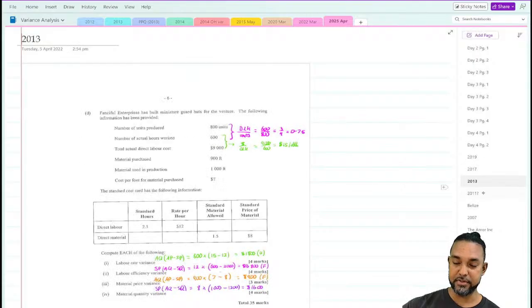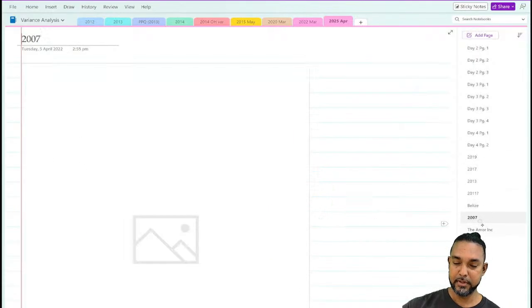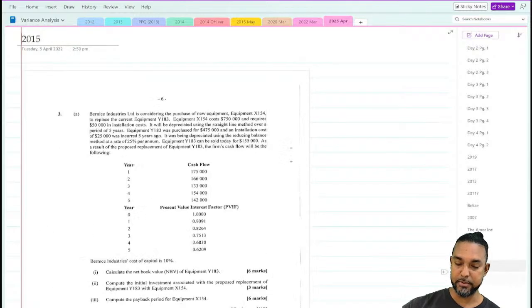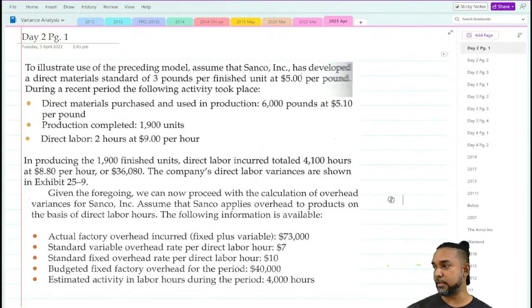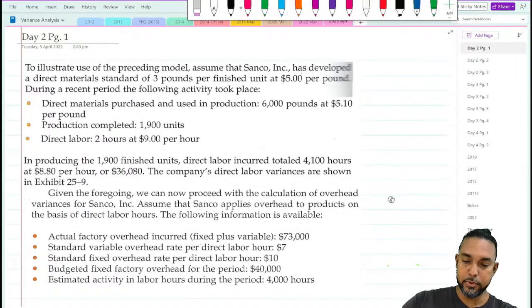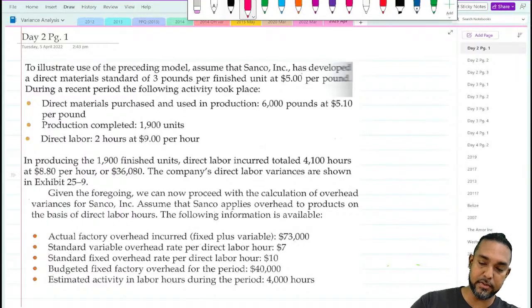Oh, I have some erasing to do here for these solutions, clearly. We're going to try to work through as many of these questions as we can possibly work through. But of course, to get there, let's start here. Okay, cool. So we're talking about the overhead variances.